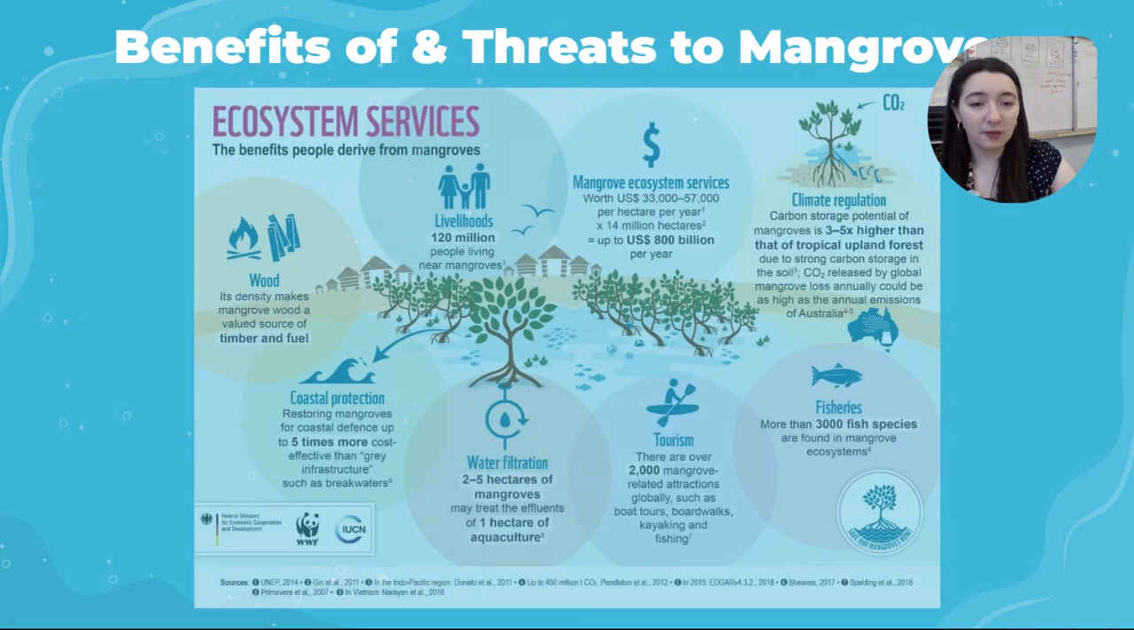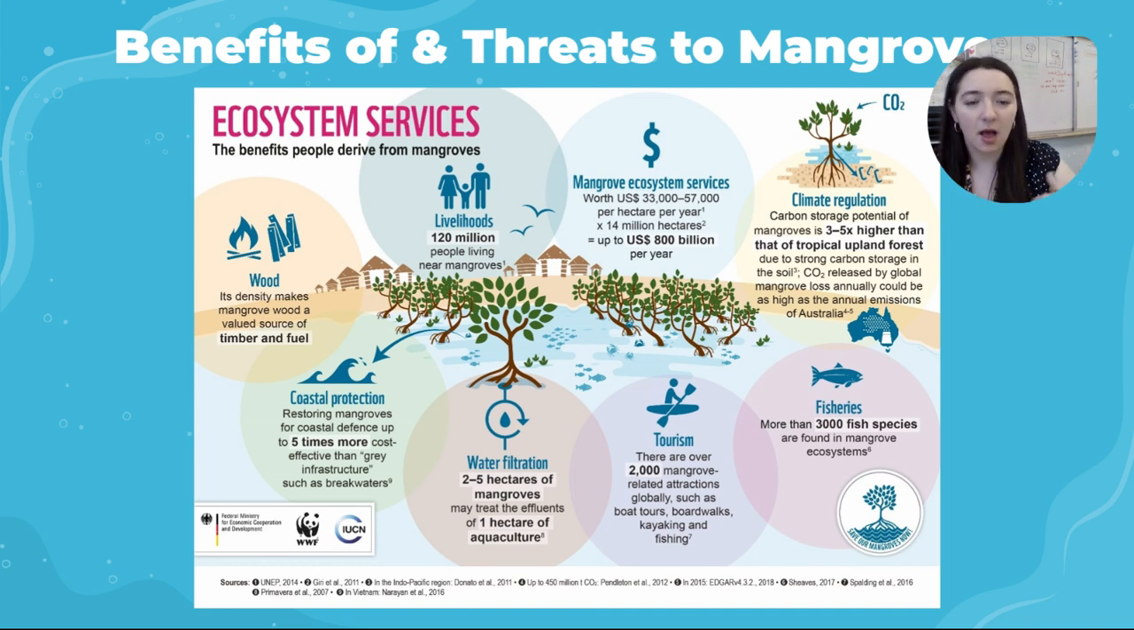Mangroves are an example of a wetland. They're very common and important, especially in tropical areas like the Caribbean or any island in the South Atlantic, in between North America and South America. So mangroves are incredibly important. They provide a variety of ecosystem services and different things to help with not just animal life, but human life as well. Mangroves provide things like wood. The density of it makes it a really valued source of timber and fuel.